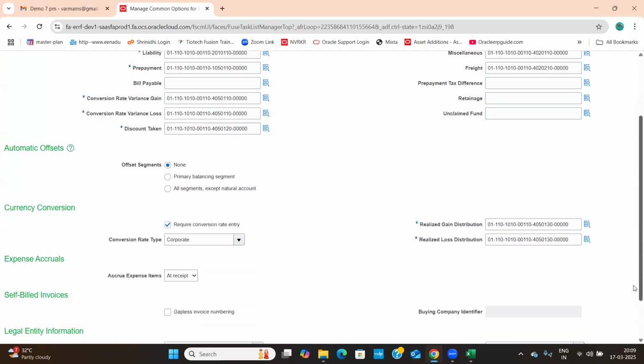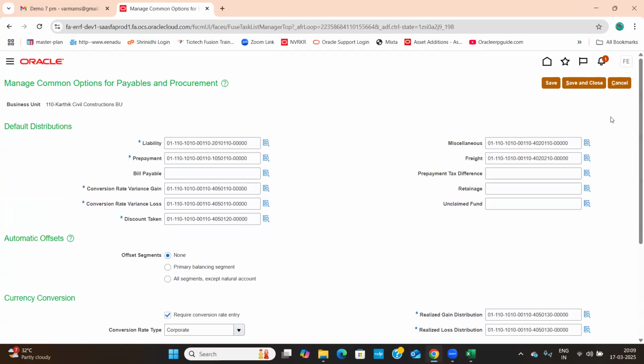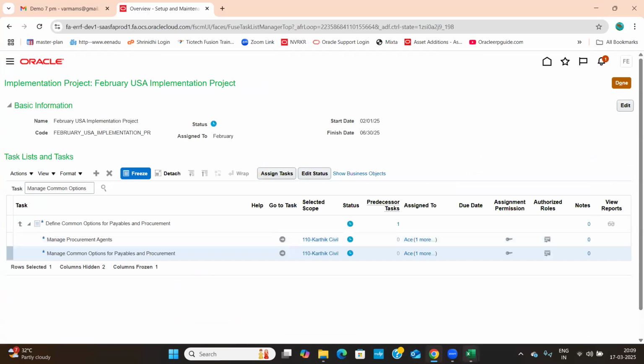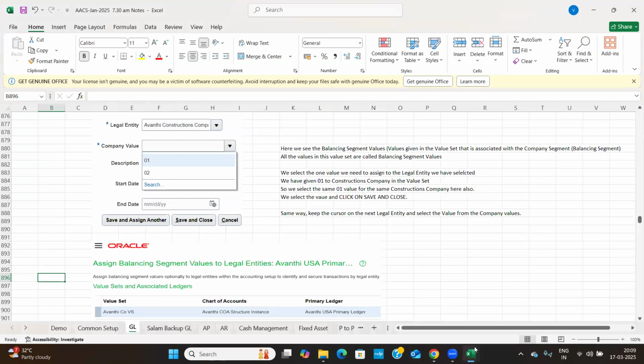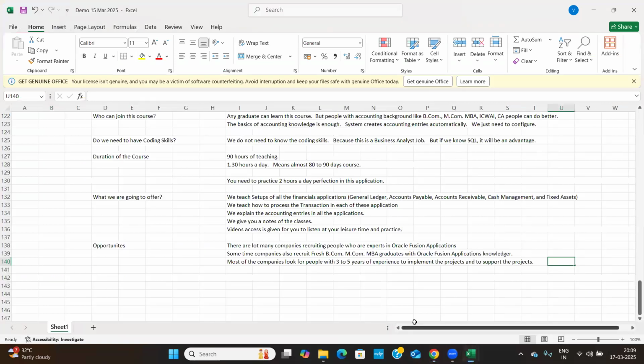So like this, we make setups. This is called the setup, the implementation part. There are so many setup steps. I will teach you all the setup steps, and this will come automatically into the invoices when we enter them. So this is how the configuration takes place, and the system will automatically pick those accounts, and the journal entries are created.